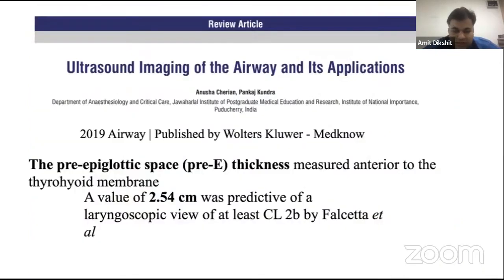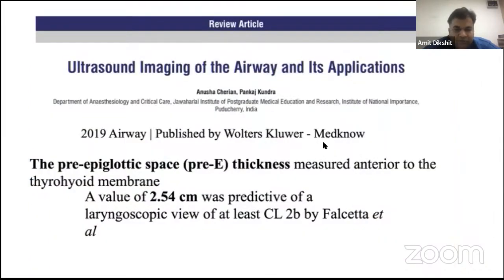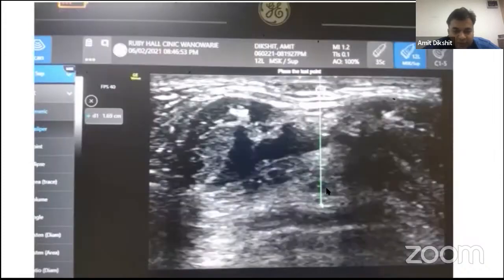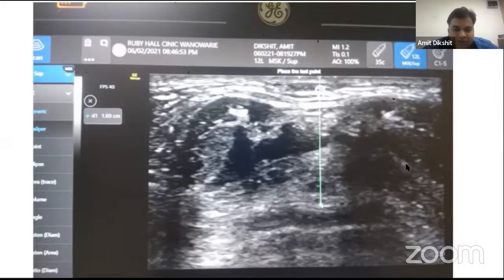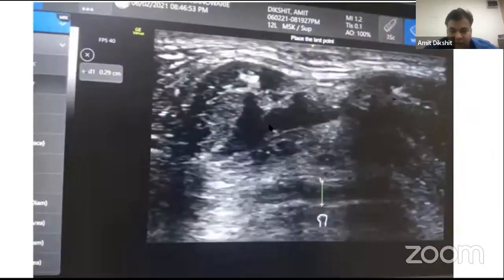You have to look at which parameters they have looked at. So this area above the epiglottis, I was talking about the pre-epiglottic space. People have looked at this pre-epiglottic space, and when the whole area is more than 5 cm², or when the thickness is just measured and it is more than 2.5, it is Cormack-Lehane 2B. Even people have drawn a midline and divided it into two, 10 on this side, 10 on this side.